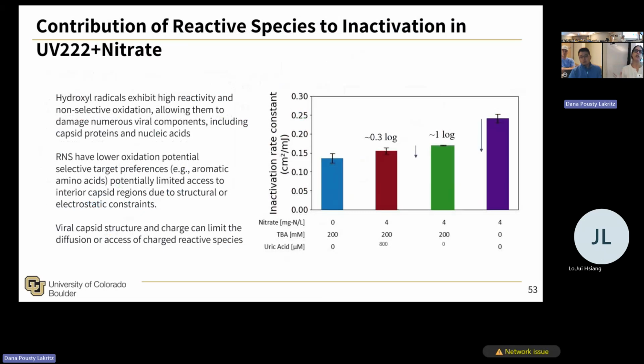And I can tell you that regarding the MS2, it has about 180 proteins that coat the RNA of the MS2, and one very special protein. It's called the A protein, which is very sensitive to those hydroxyl radicals and some other species. This is why we can achieve very high log reduction with the presence of these.